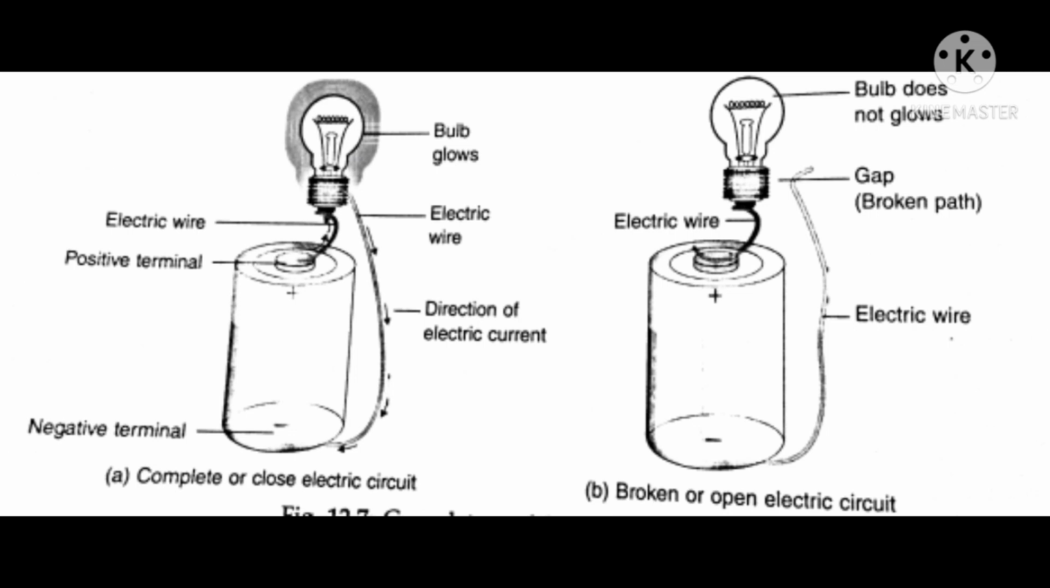If one of the wires is removed, see second picture, the circuit gets broken. The broken path is known as an open circuit. The electric current does not flow through an open circuit or a broken path, and so the bulb will not glow.